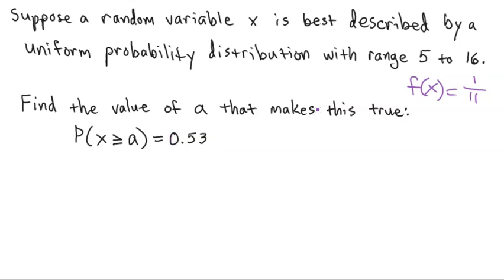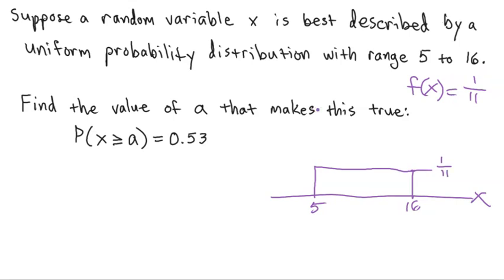Just to give you a quick picture of what that's going to look like, we're going to have a rectangle that runs along the x-axis, and at the bottom of the rectangle is 5, which is our low end of the range, and the number up here is going to be 16. The height of this rectangle is going to be 1/11th, because that's our density function. And what we're looking for is a number somewhere between 5 and 16, and we're going to call it a.